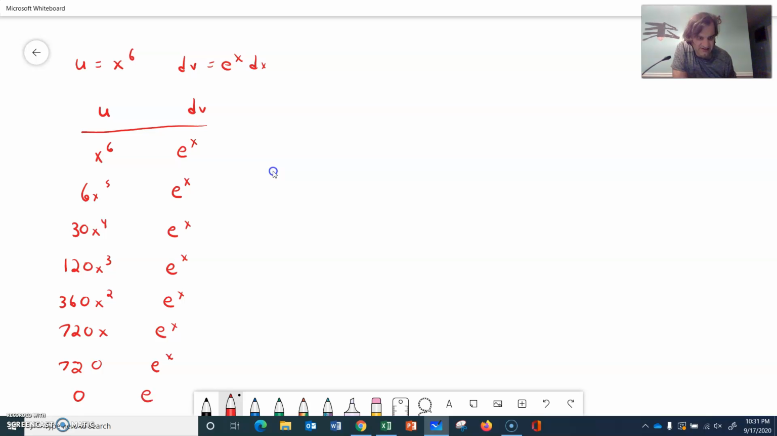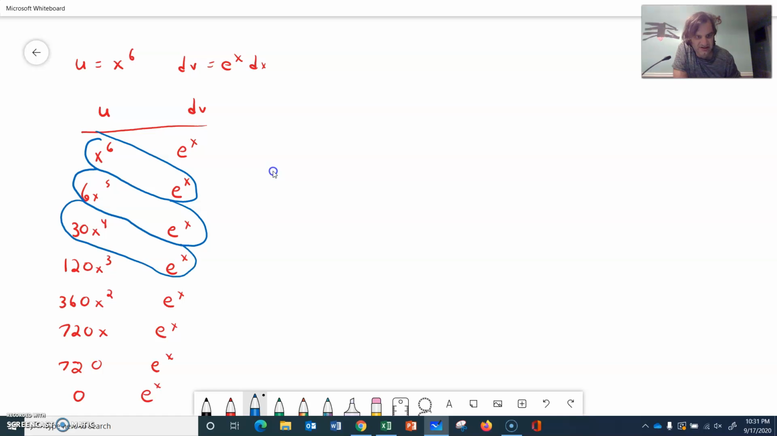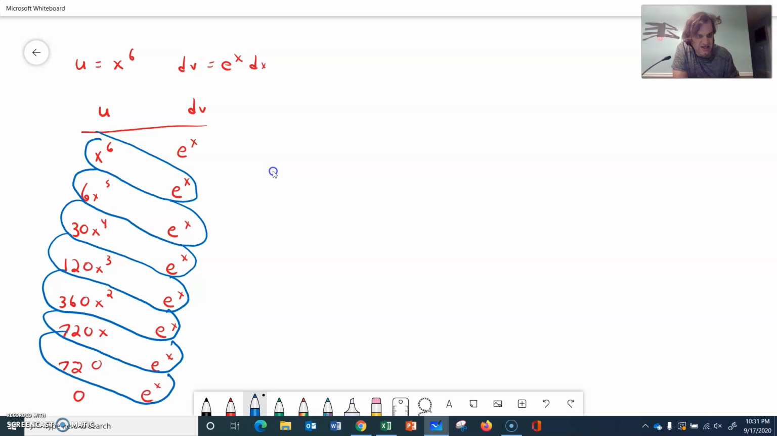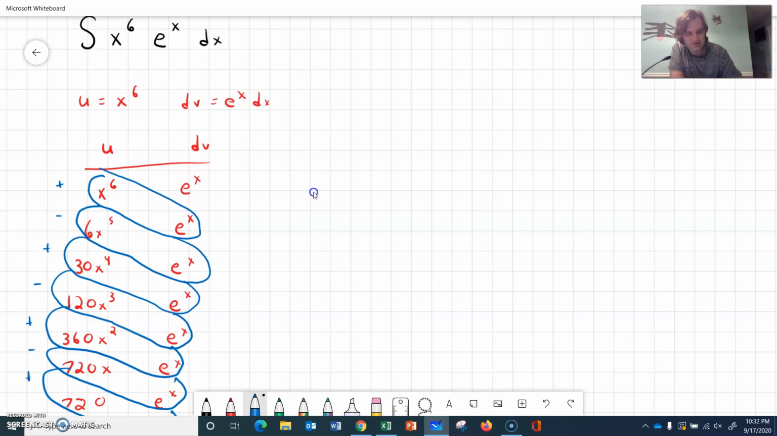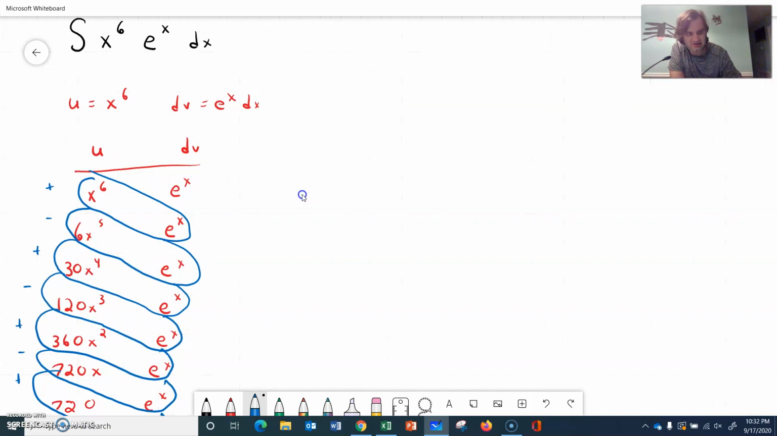So we can take every diagonal. Let's see if I can circle them correctly. Because every diagonal is a u and the integration of the dv, so it's a uv. It helps when you have lines on your paper. But here are all the terms, and each term is going to alternate in sign. So positive, negative, positive, negative. So when you label those out, you always start with positive. But let's see here. If I got enough room to come back up. There we go.